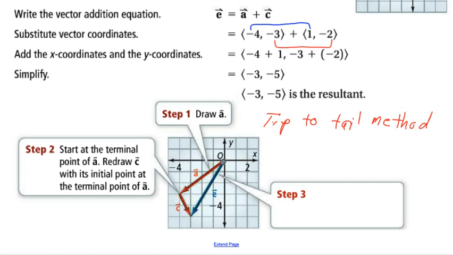The resultant always goes from the initial point to the final terminal point. So that is step 3, to go ahead and draw the resultant vector. That's the one in blue. So there's what this vector -3, -5 would look like as a resultant.